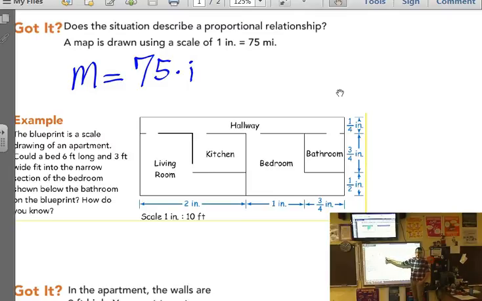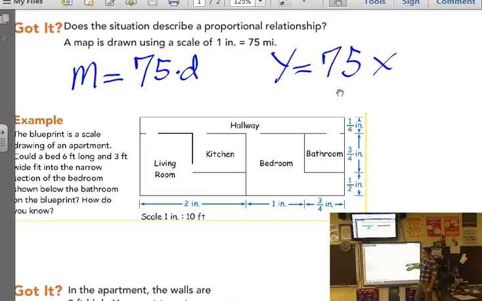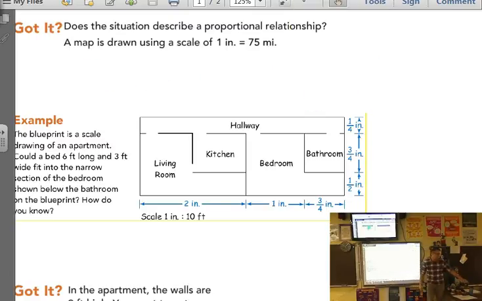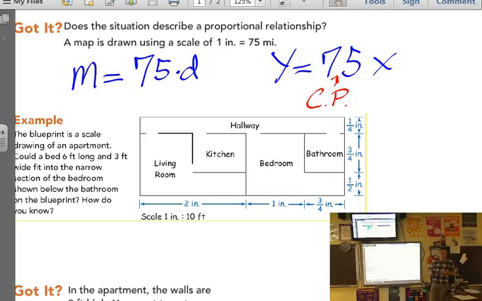And this is why we don't use I really ever. So we could either say d, the distance between, or we could just set up our equation y equals 75x, where y is miles and x is inches. And again, our 75 is that constant of proportionality. Make sure that you notate that so you remember it on the mastery. It's how my values are proportional with each other.